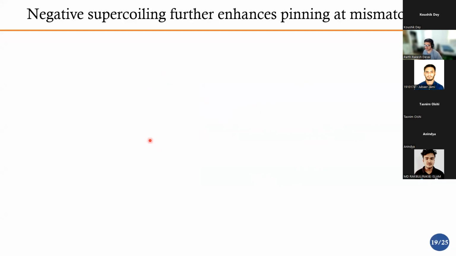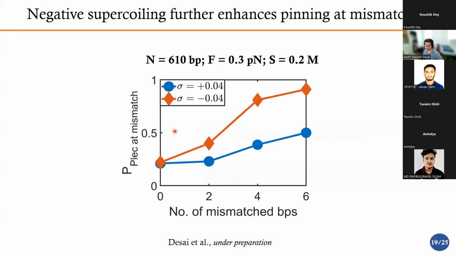Right, so over here, we see that when you apply negative supercoiling, the plectoneme pinning at the mismatch is significantly enhanced for all the numbers of mismatches. So for 0 mismatch, because it's low force, low salt, the probability of plectoneme pinning anywhere along the DNA backbone is pretty low, right?